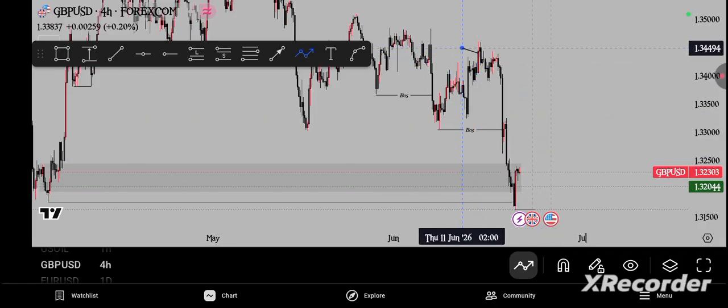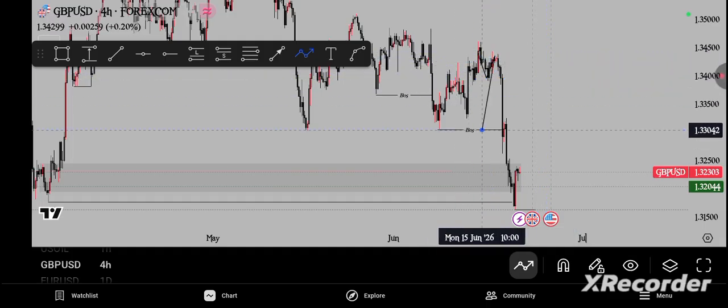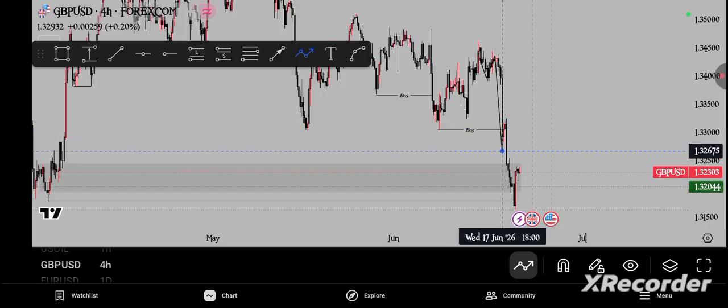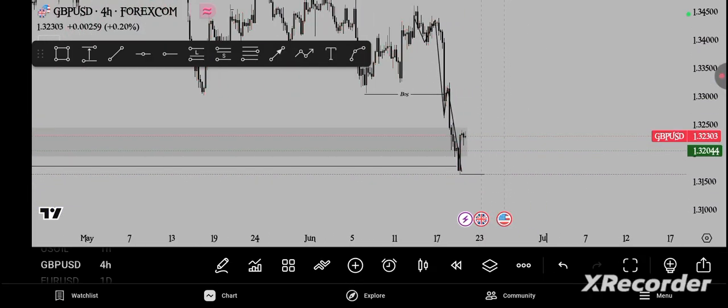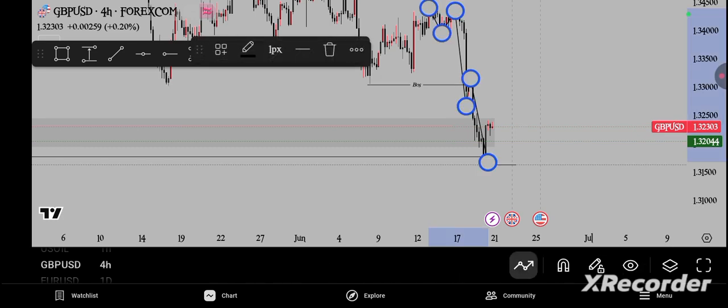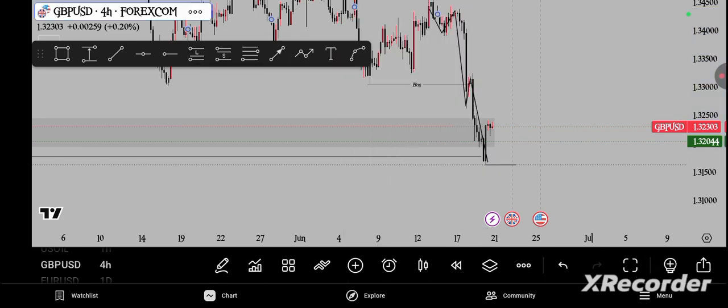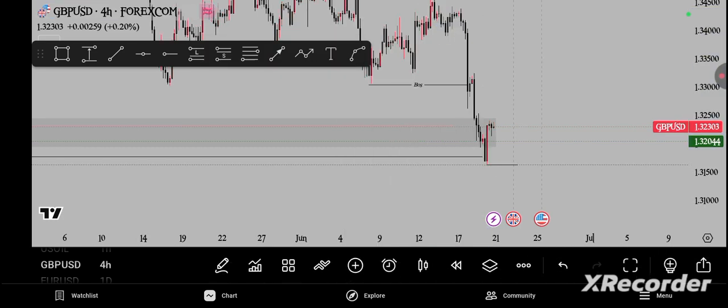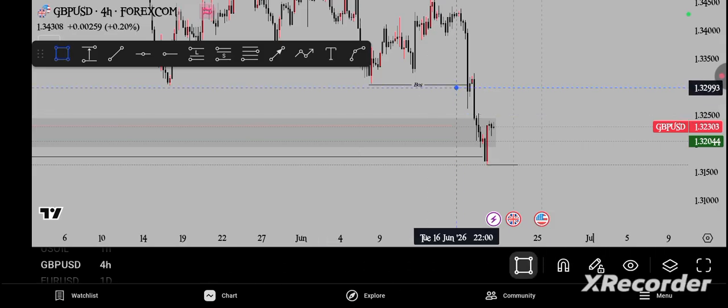A base around here. After this base formed, there was now a drop to the downside. After the drop, a base was also formed again, and there was now a drop. So now with these two bases, we have two potential supply areas, supply zones to look out for. We have this base at this side. We have the first base.